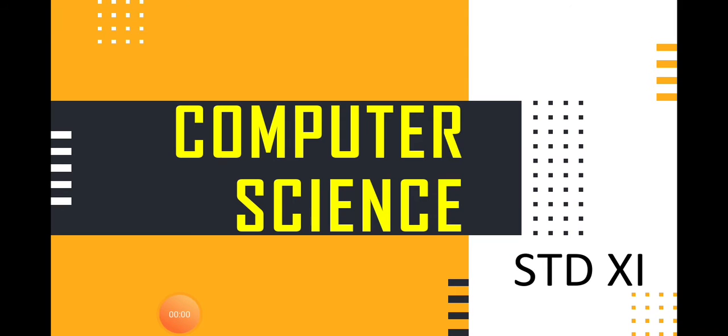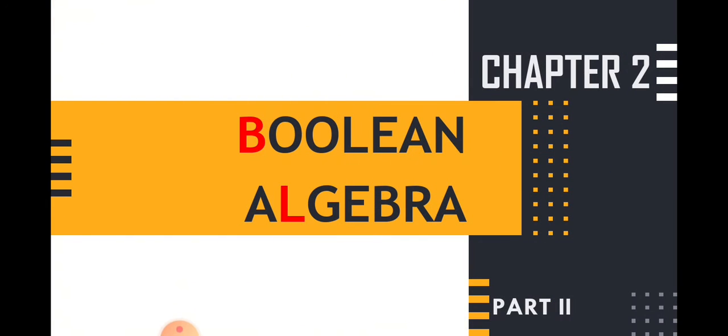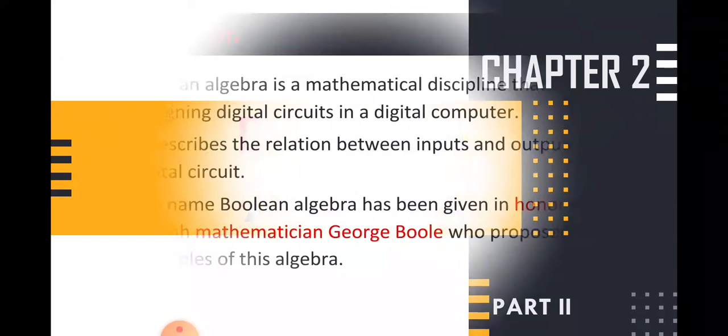Hello students, now in this video class we are going to discuss 11th standard computer science chapter 2, Boolean algebra part 2. In the previous video class we discussed chapter 2 part 1, number systems. So now in this class we are going to discuss Boolean algebra.